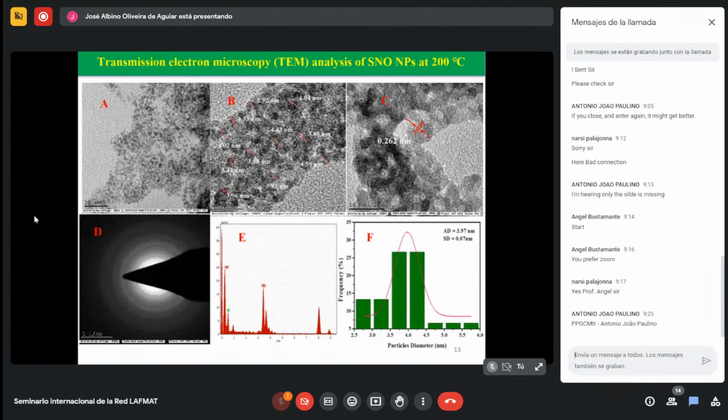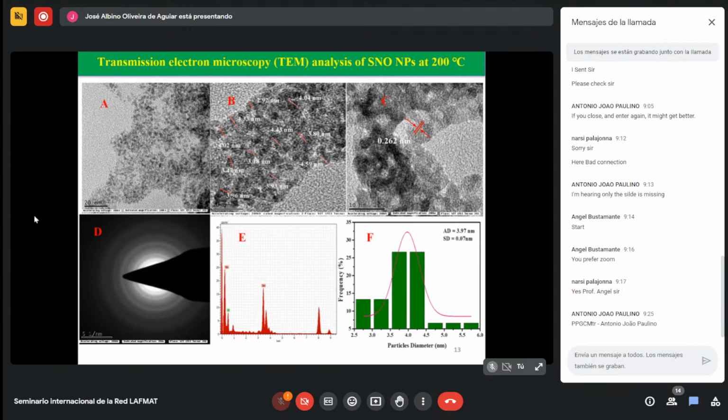The transmission electron microscopy, TEM, analysis identifies the particle size and the shape of the nanomaterial. What kind of shape is there, whether it is spherical, square or rectangular. We check the morphology by TEM analysis.